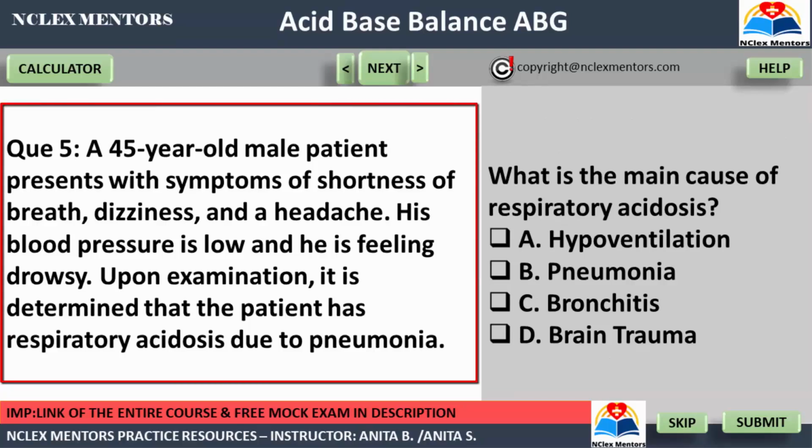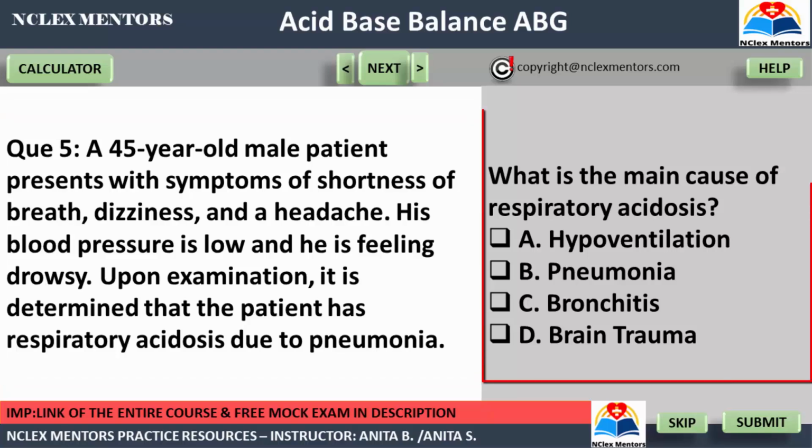A 45-year-old male patient presents with symptoms of shortness of breath, dizziness, and a headache. His blood pressure is low and he is feeling drowsy. Upon examination, it is determined that the patient has respiratory acidosis due to pneumonia. What is the main cause of respiratory acidosis?